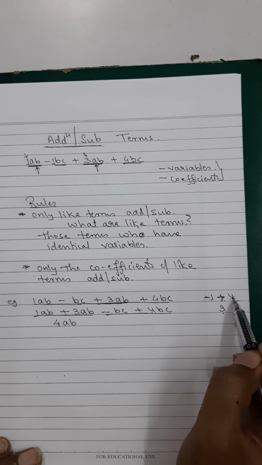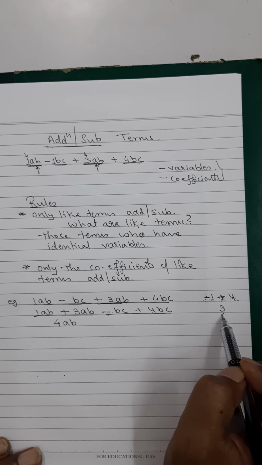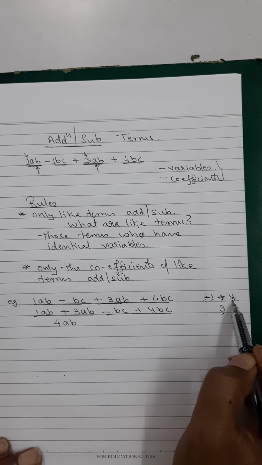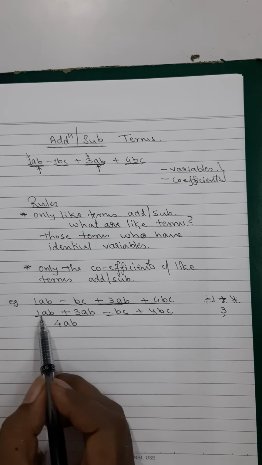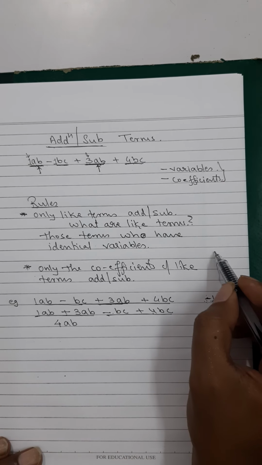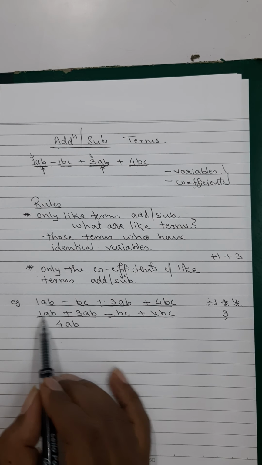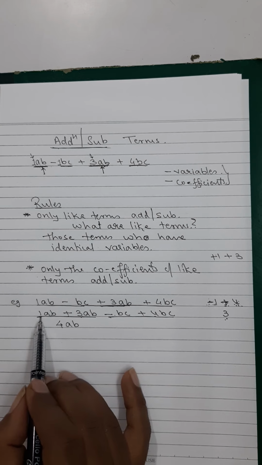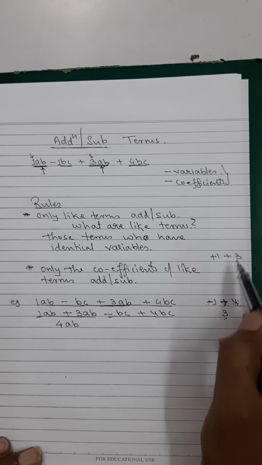So now while subtracting, I will just say 4 minus 1 is 3. And in the end, the answer will get the sign of the greater number. The greater number is 4, whose sign is plus. So that's why this sign is plus. In the first case also, if I follow the same rules, what is this? Plus 1 plus 3, right? In the first case also, it is 1ab plus 3ab. So only the coefficients are going to operate, plus 1 plus 3.